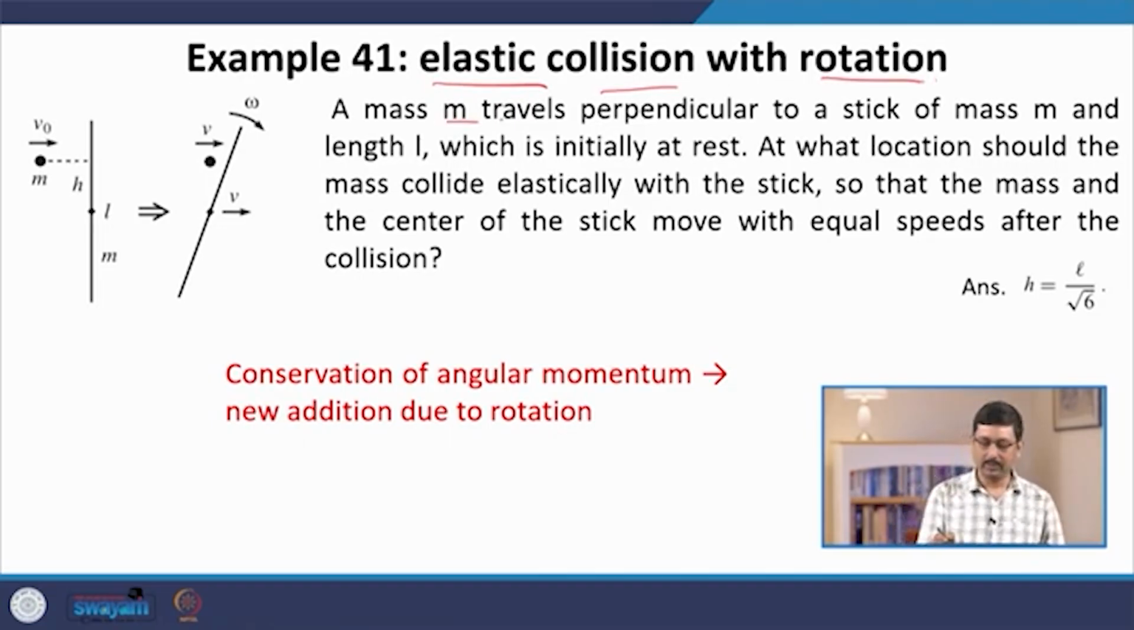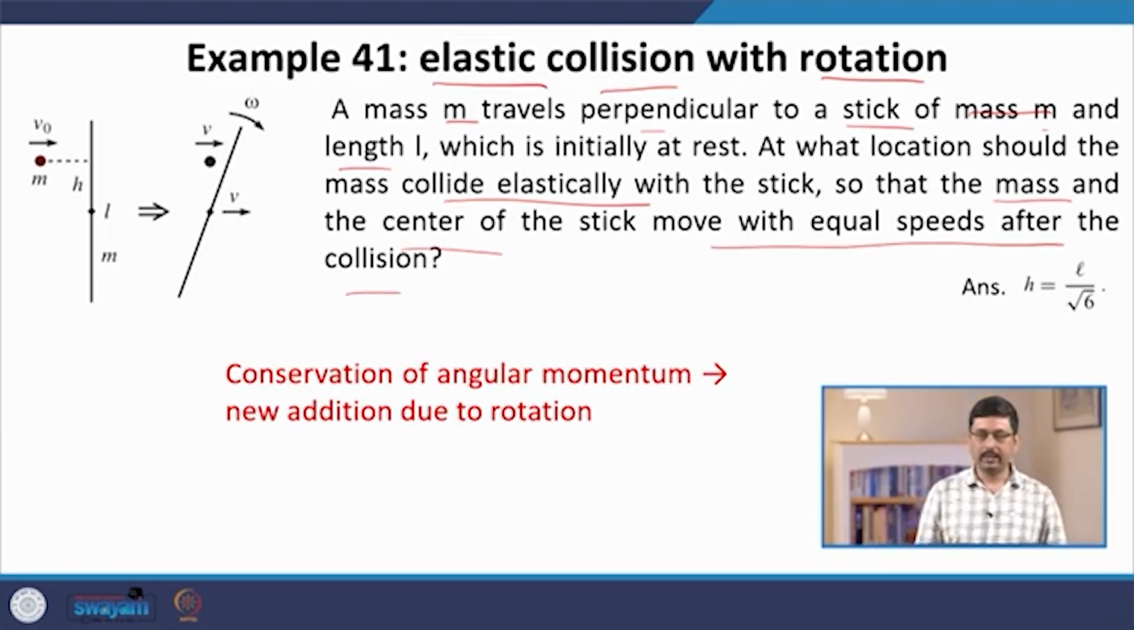So, a mass m is travelling perpendicular to a stick of mass capital M and length L, which is initially at rest. There is a stick of length L which is initially at rest, and there is a mass m which is travelling along this line, and it hits the stick at some distance h from the center of the stick. So, what is the location where it should collide elastically with the stick, so that the mass and the center of the stick move with equal speed after the collision?